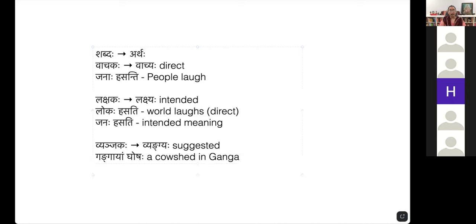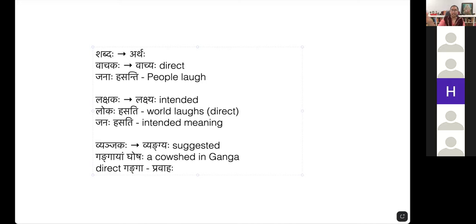Now, Ganga is equal to pravaha. What does the word Ganga mean? The direct meaning of Ganga is pravaha. Right? The flow of Ganga, the waters of Ganga.